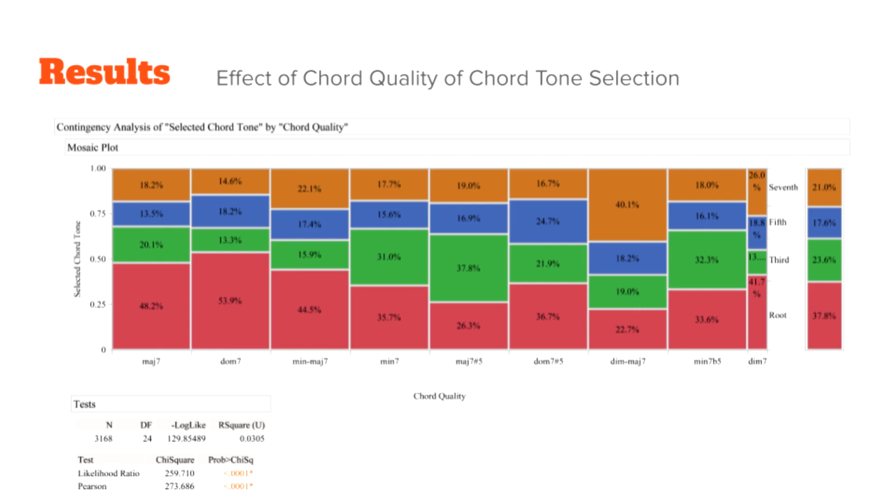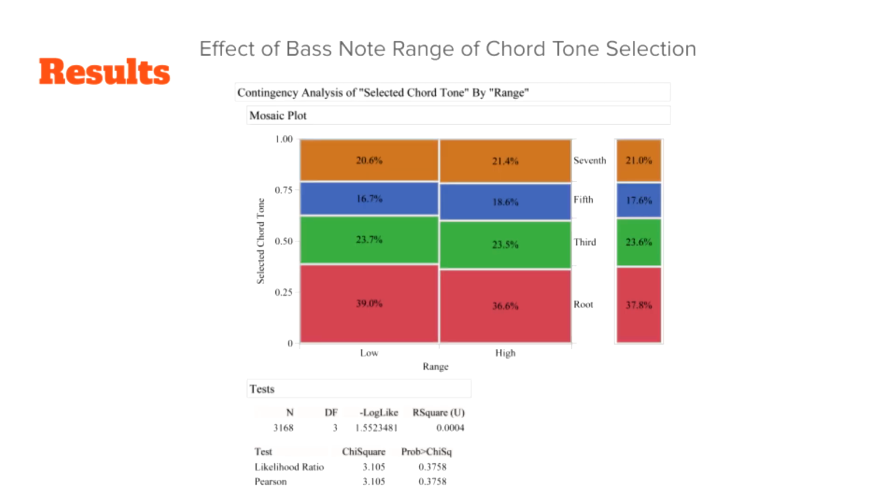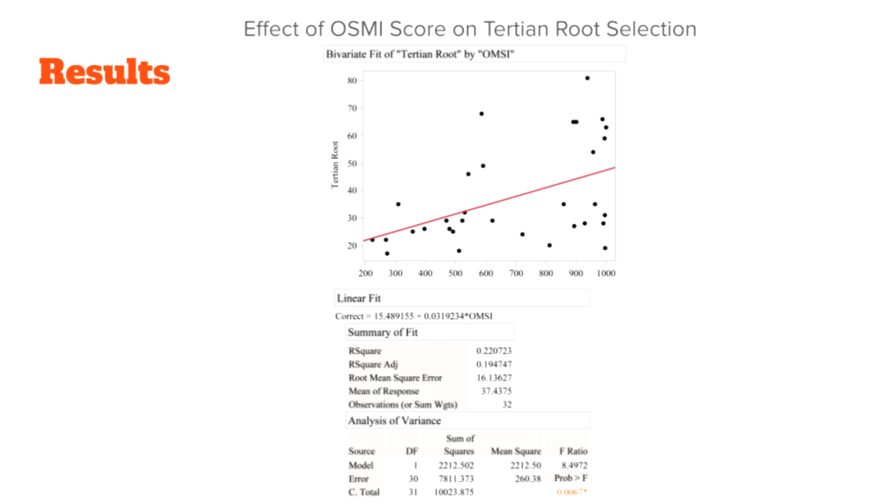Measuring the effect of chord quality on chord tone selection was significant. Here, all of the previous horizontal bar graphs are combined into a vertical mosaic graph. The range of the bass note was not a significant influence on chord tone selection. Lastly, the effect of the OMSI musical sophistication scores on how often participants selected tertian roots was significant. Generally, the higher a participant's OMSI score, the more their answers agreed with tertian root names, although with only an R-squared of 0.22.